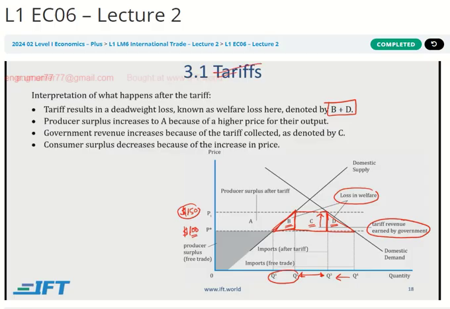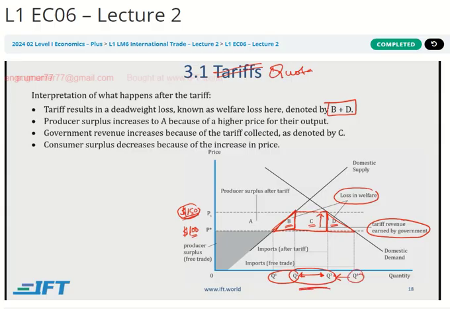Later you will see that when we talk about quotas instead of tariffs, and we say that there is an import quota, that only this much import is allowed, which is the difference between Q2 and Q3, the price will still go up in the case of a quota because the public wants more, but you're giving them less.